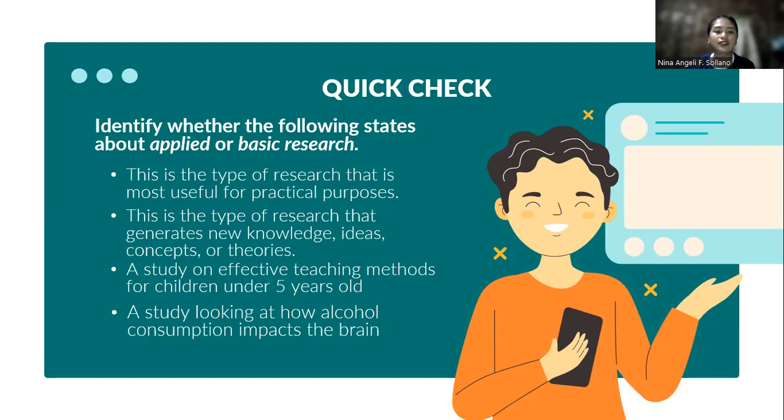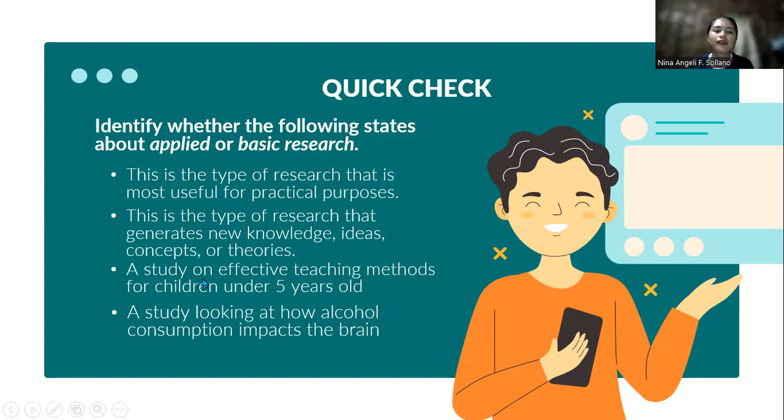First, this is the type of research that is most useful for practical purposes. This is applied. From the word itself, most useful. So it is being used. So it is applied. This is the type of research that generates new knowledge, ideas, concepts, or theories. Okay, basic research, from the words generate and theories. In applied, no more theories because there is already a process.